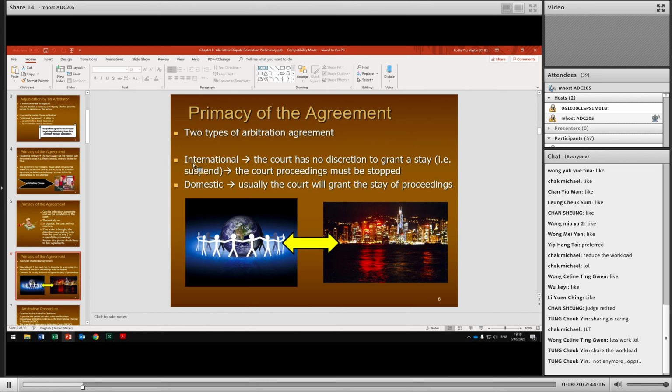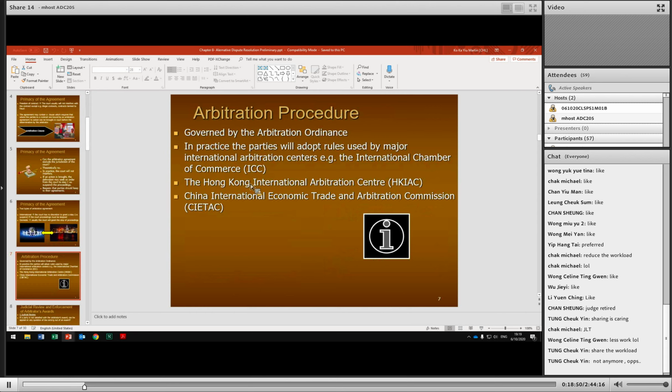If it's an international arbitration, the court has no jurisdiction to grant a stay. So the court proceeding must be stopped. Okay. So in domestic, even though the court has jurisdiction, usually the court will grant the stay of proceeding. It means that for all arbitration agreements, if the parties have an arbitration agreement, usually the court will not interfere. The court will not hear the case.